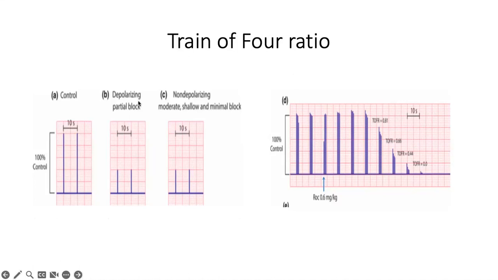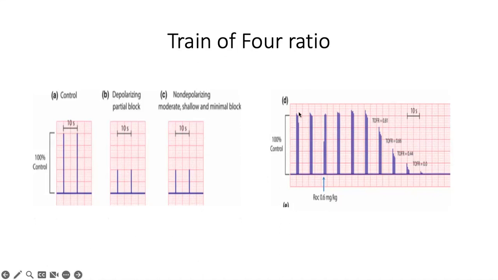If you give a depolarizing muscle relaxant like succinylcholine, you will get 2 twitches. And when the patient is relaxed, the twitch height will be the same, but the overall amplitude compared to the control is less. I'm going to leave this one and move to this one.